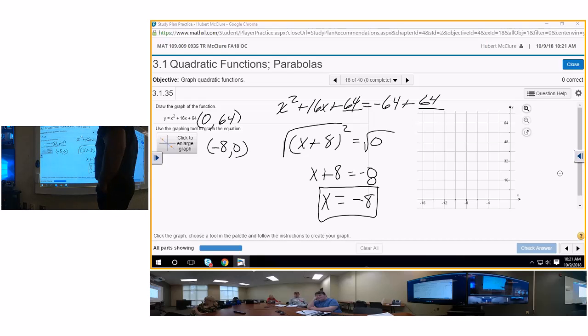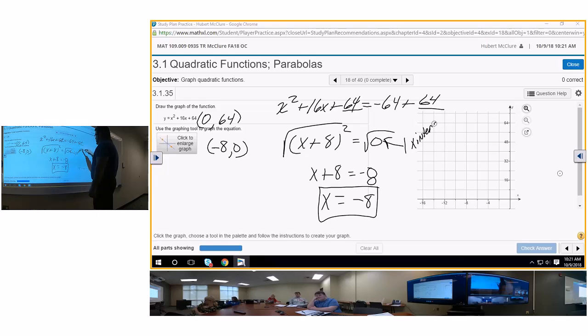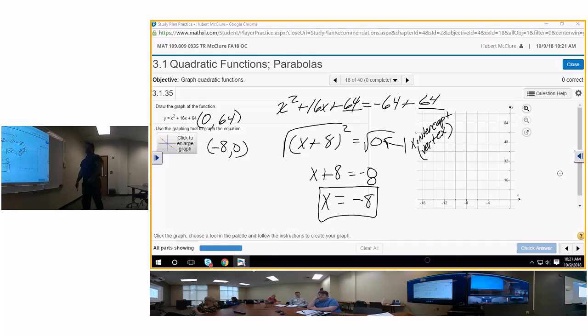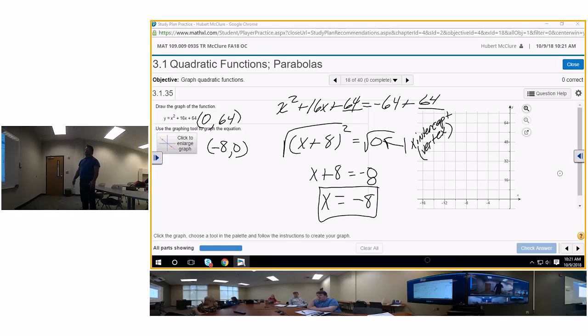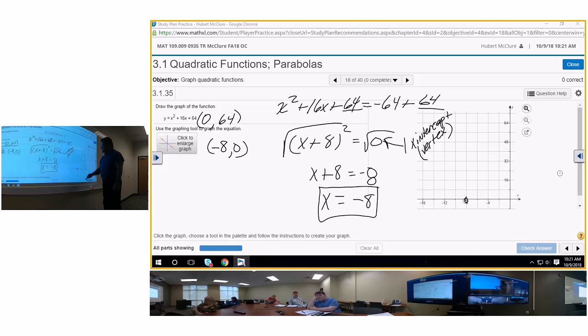In this case, since we got the square root of 0, that means one x-intercept, which is usually your what? I told you this the other day. It's usually your vertex. So it's sitting on the x-axis. It's not crossing the x-axis. Usually when your vertex is your x-intercept, that means it is sitting on the x-axis. So negative 8. What's your y-intercept? 64. And you've got a graph that looks like that.